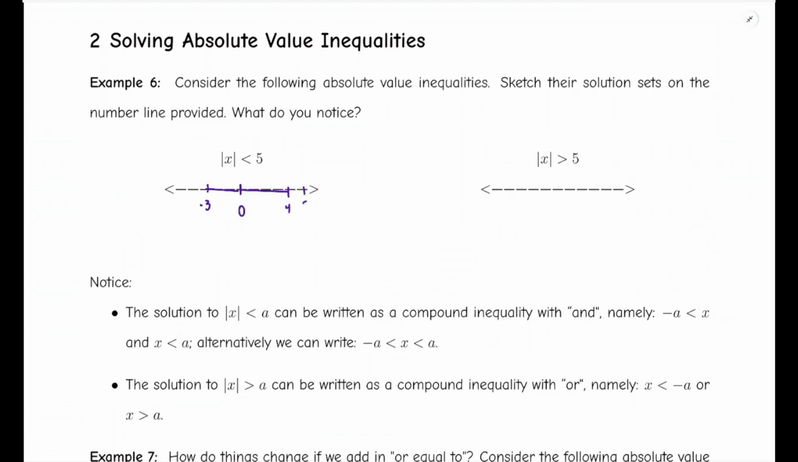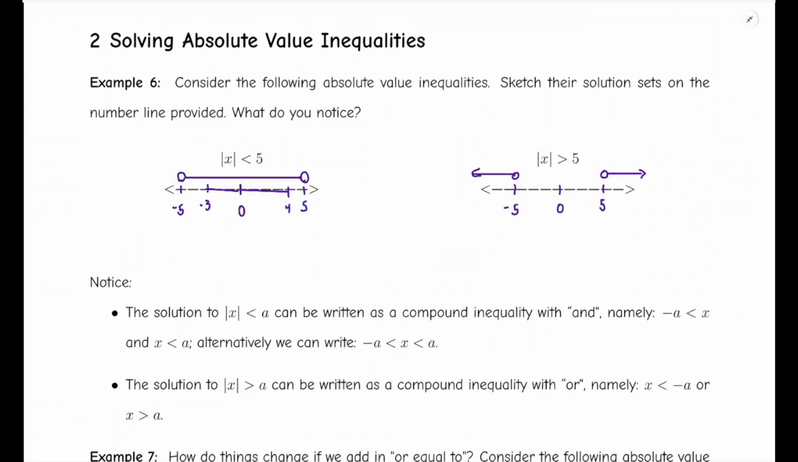So what's going to end up happening is that we get all the values from -5 to 5, but not including -5 or 5 because it's a strict inequality. So that's why they're empty circles. But now what happens when we change it to greater than 5? That means we want all the values with a distance bigger than 5. So that means I'm going to get all the numbers less than -5 and all the numbers greater than 5. And that's what that would look like.